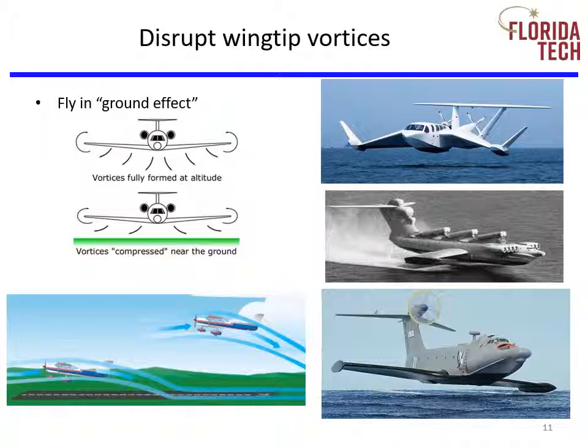Another way to disrupt wingtip vortices is to fly in ground effect. When an aircraft is near the ground, the ground itself disrupts the wingtip vortices. The result of this is reduced induced drag and increased lift. There are practical limitations to flying close to the ground. You can see some designs over the years of flying an aircraft just above sea level.